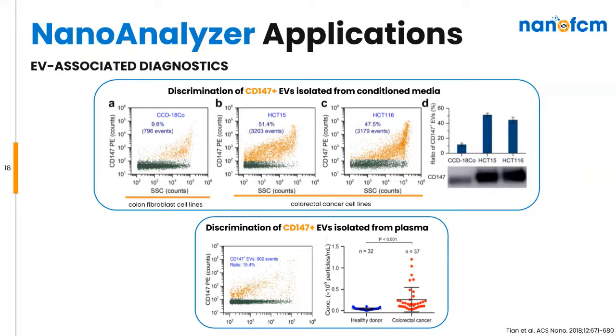So in the fibroblast cell lines, less than 10% of the EV population was CD147 positive, whereas this proportion increased to nearly 50% in the cancer cell lines. And you can also see this is in very much agreement with the Western blot.